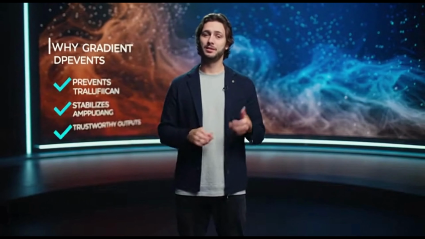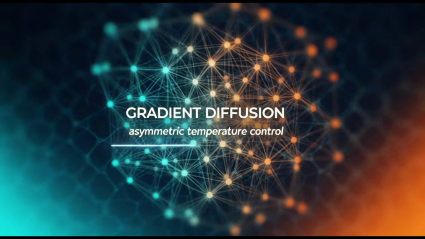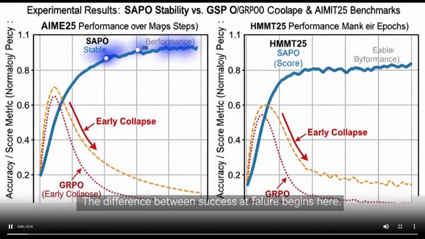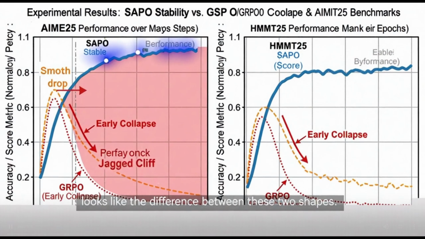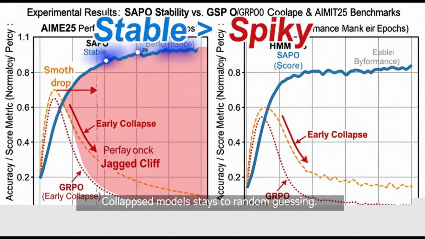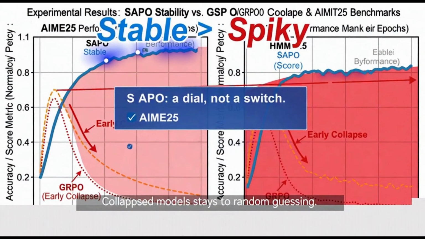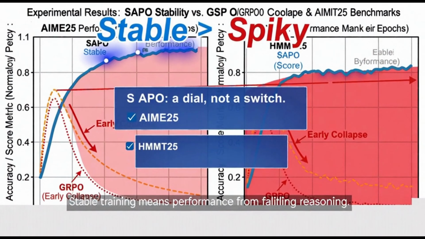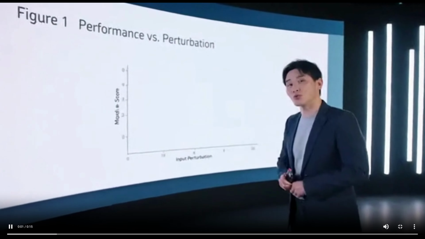The usual fix, lowering temperature, works for sampling, but applying it symmetrically chokes diversity and makes feedback loops brittle. The difference between success and failure looks like the difference between these two shapes. On both AIME25 and HMMT25, SAPO climbs smoothly and then holds steady, at about 80% normalized accuracy. The competing GRPO lines surge, then fall off a cliff. That early collapse means Figure 1 tells the whole story.